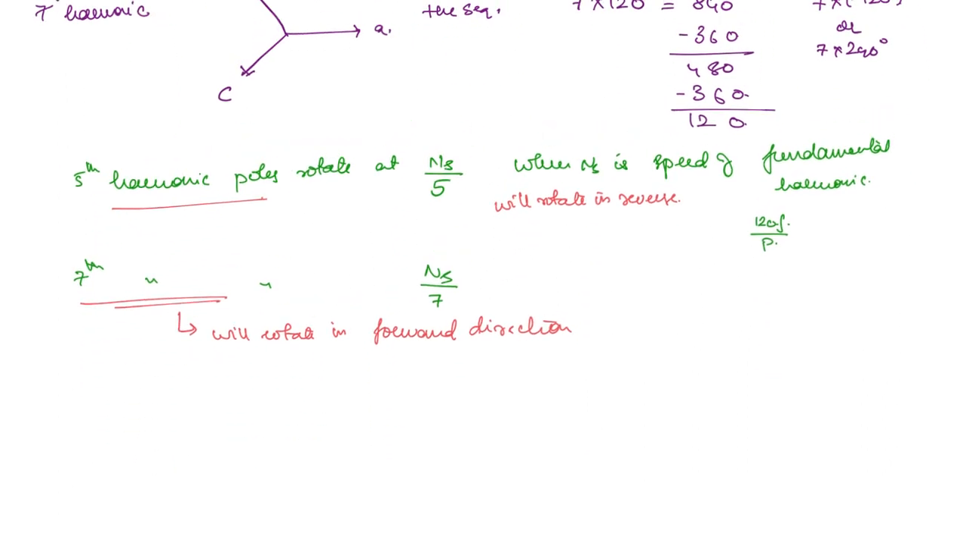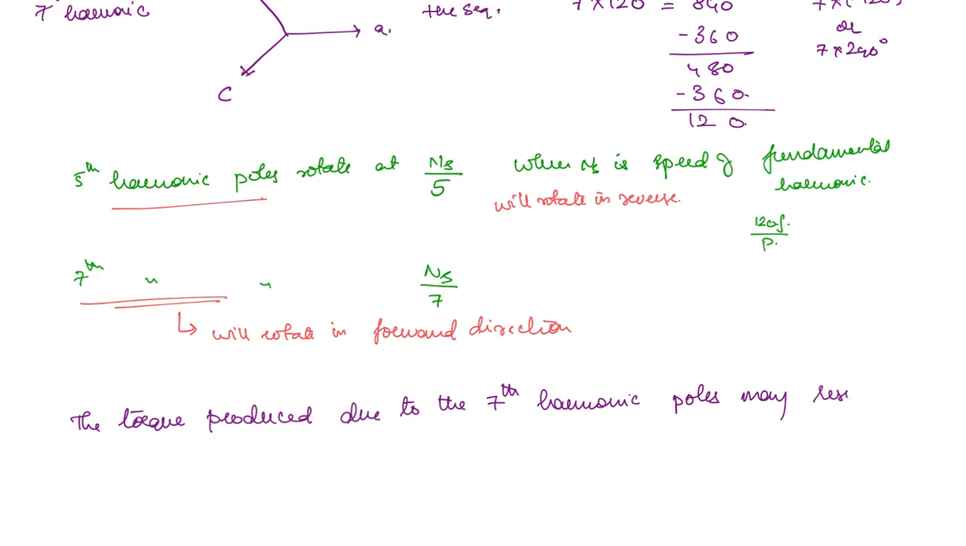So you can write down that the torque produced due to the seventh harmonic poles may result in the motor running steadily at ns by 7 speed. This is called crawling.